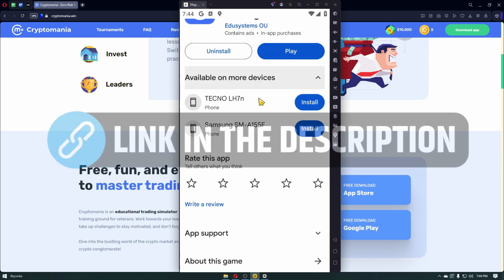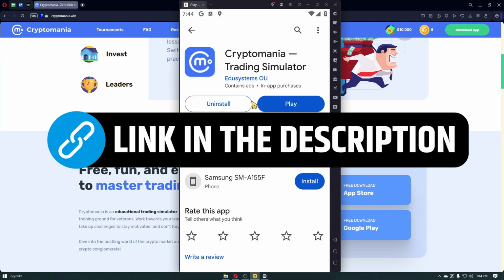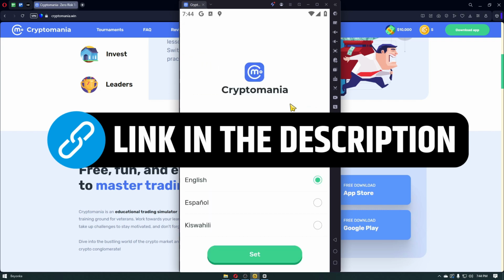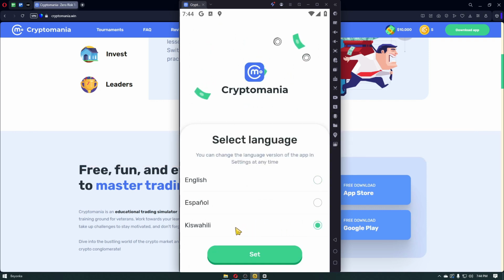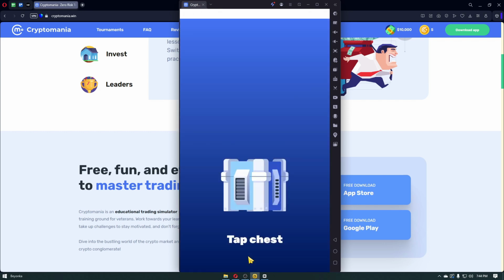Now, what is Cryptomania? Cryptomania is actually a trading simulator, not a real exchange. That means it's designed to mimic the real-world experience of buying, selling, and trading cryptocurrencies, but with virtual money. It's like a crypto playground where you can test strategies without risking your actual funds. It's great for beginners but also useful for intermediate traders who want to refine or fine-tune their methods.